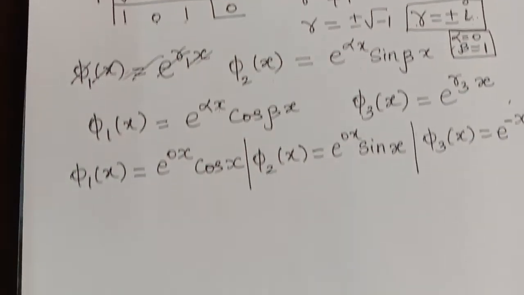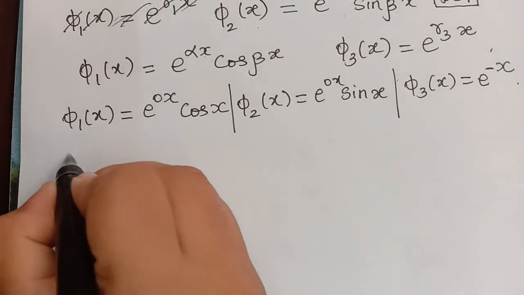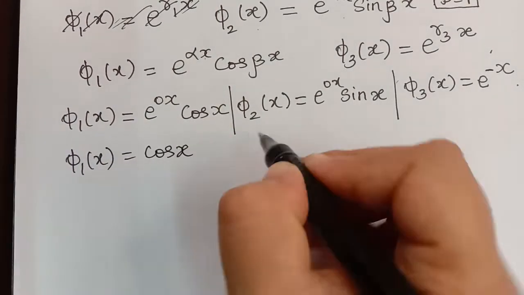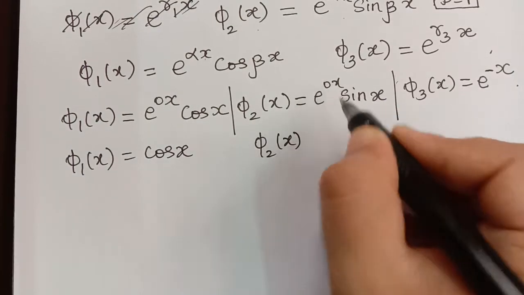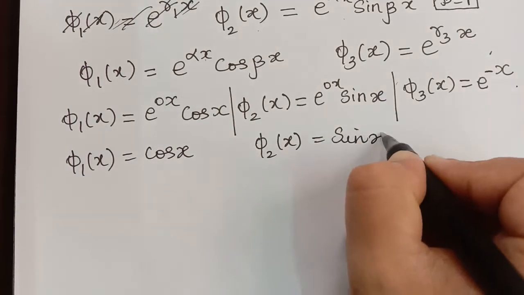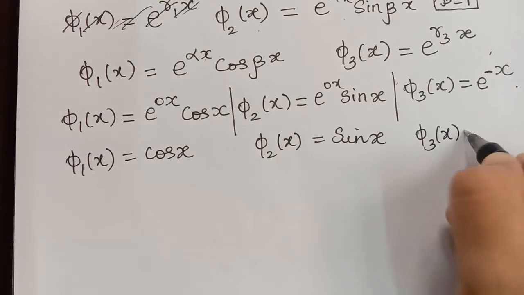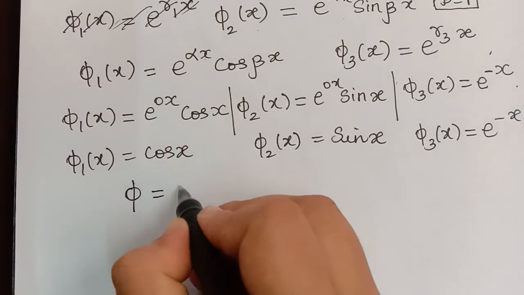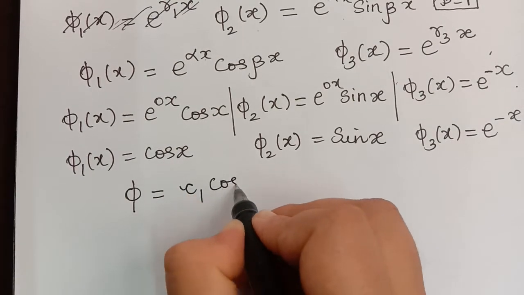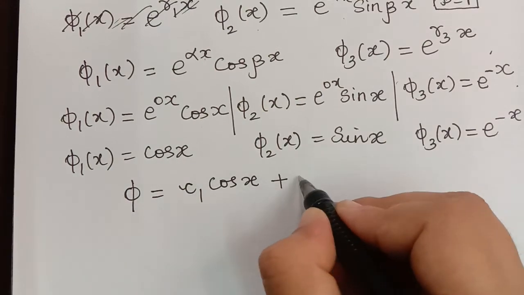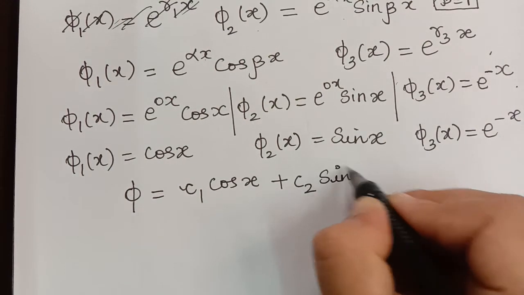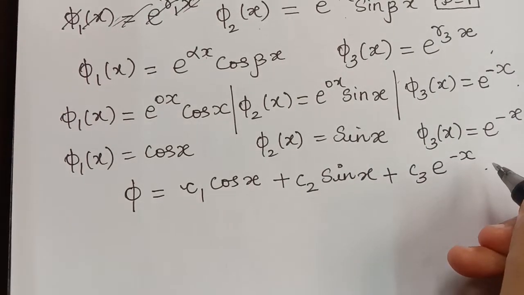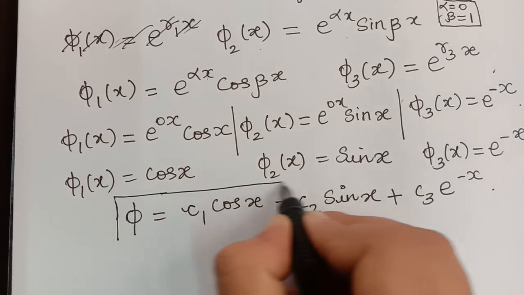So more simply, phi 1 of x will be equal to e power 0, which is 1, so it will be equal to only cos x. And then phi 2 of x, e power 0 is 1, so that will be equal to sin x. And then phi 3 of x is equal to e power negative x. So now the general solution phi we will write, which is equal to c1 phi 1 of x, so c1 cos x plus c2 phi 2 of x, so c2 sin x plus c3 e power negative x. So we have found the solution phi.